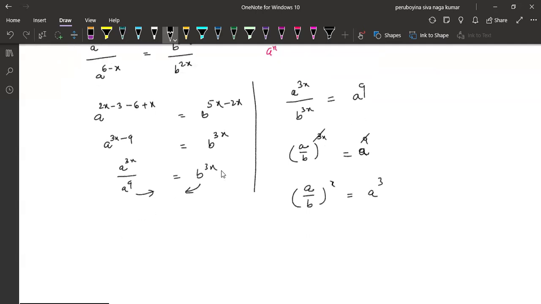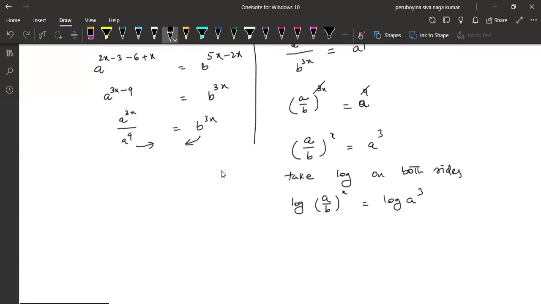Now take log on both sides. So log of (a by b) whole power x is equal to log a cube. Logarithm will bring the power out as a multiplier. So x log of a by b is equal to 3 log a. Now x is equal to 3 log a divided by log of a by b. That means 3 log a base a by b. This is the answer.